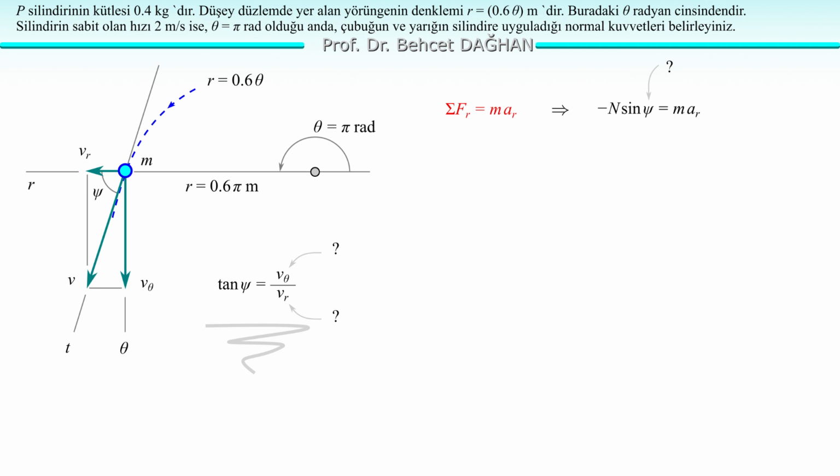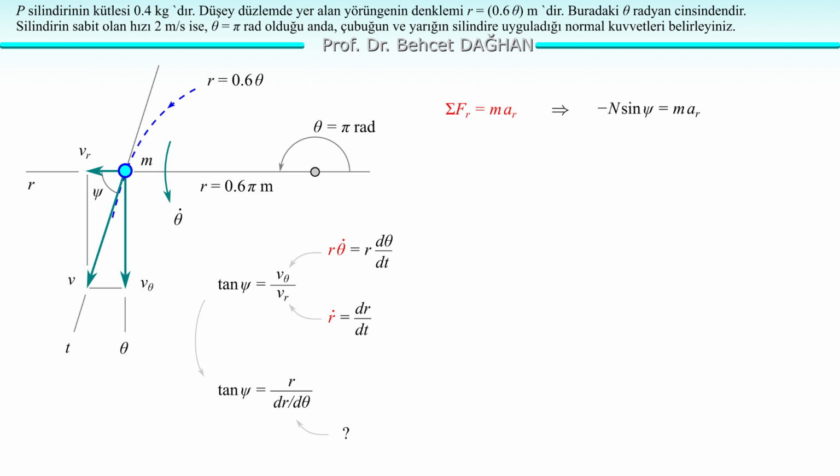Now, to find psi from here, we need to find v theta and vr. Let's recall what they are equal to. V theta is r theta dot, and Vr is r dot. Let's write these expressions out, that is, let's write the derivatives with respect to time. Let's substitute d theta divided by dt instead of theta dot, and dr divided by dt instead of r dot. Then, if we perform the necessary operations, simplify, and rearrange, we get tangent psi equals r divided by dr over d theta. We will find psi from here.